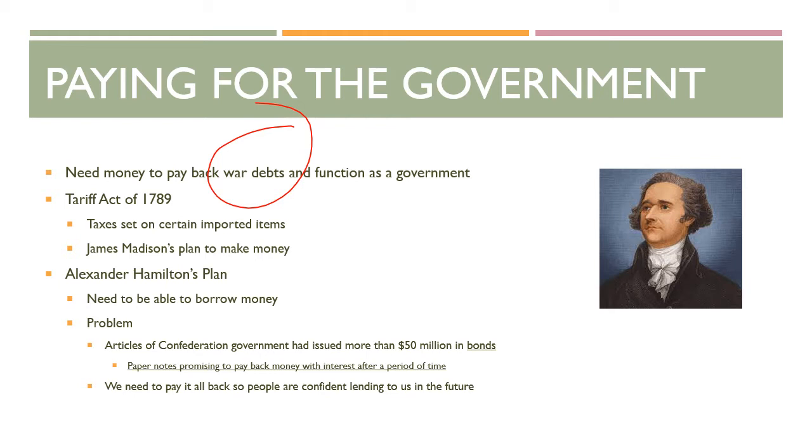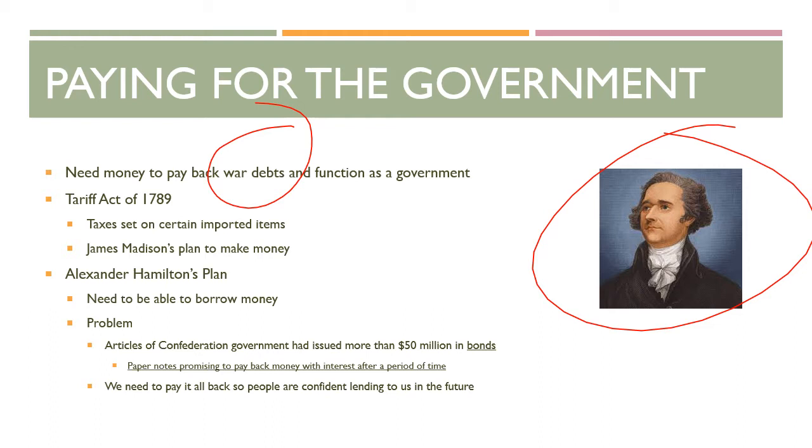And so there were 2 major plans that were talked about at this time. James Madison was a leader in the Congress, so he was one of them pushing a plan, and then Alexander Hamilton was the other one here. Okay, and so Madison's plan was, how are we going to make money? We need to charge other countries for it. And so he set up the Tariff Act of 1789.